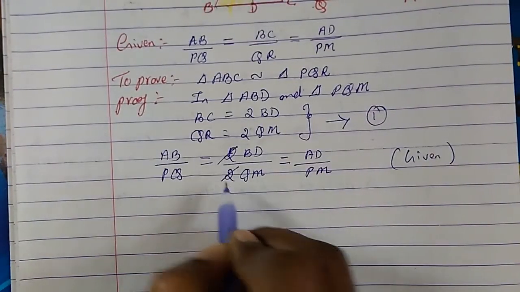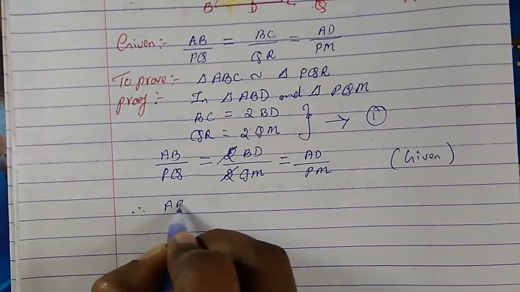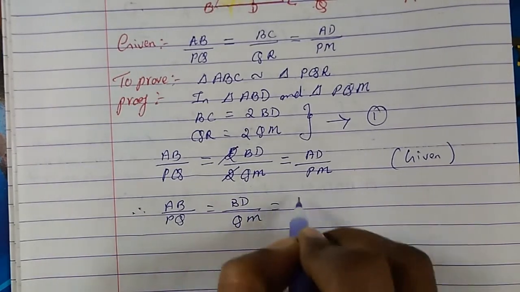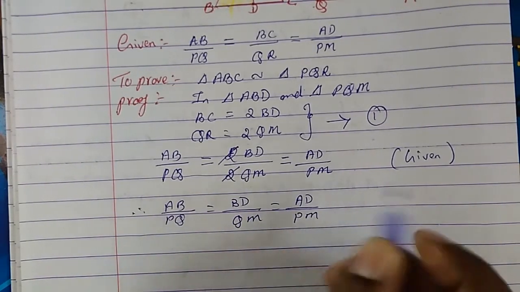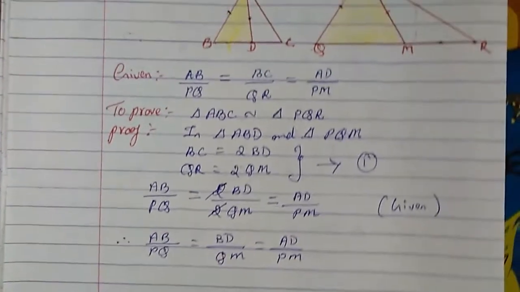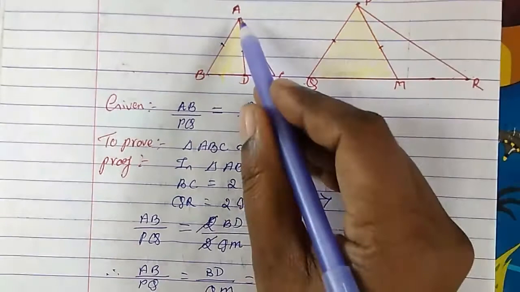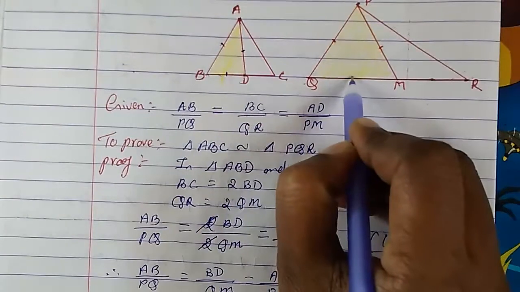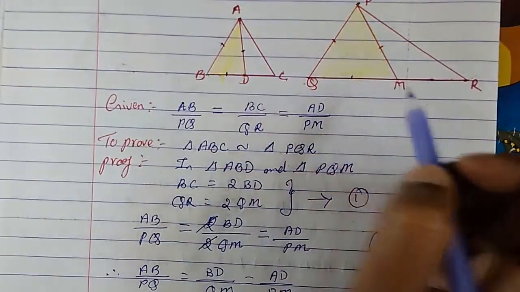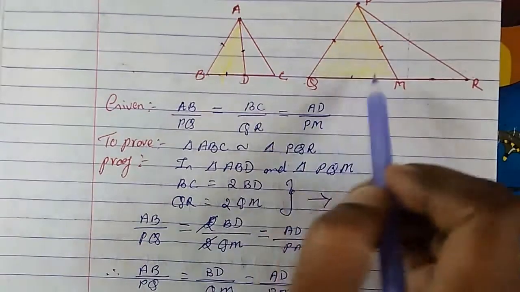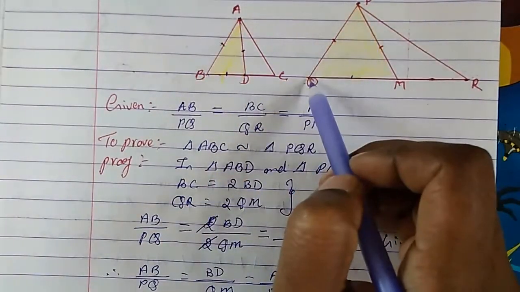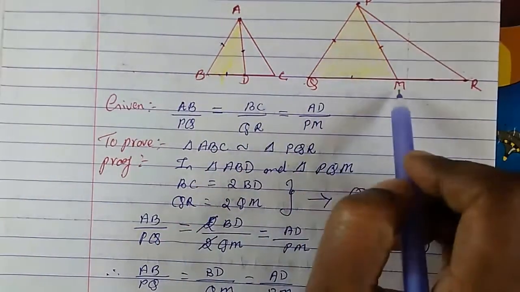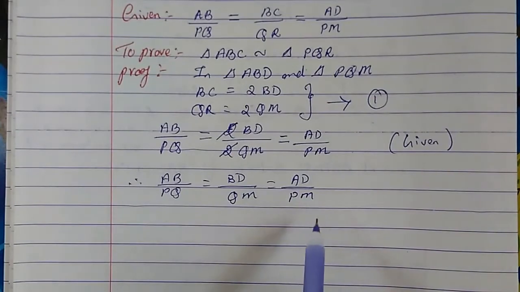Now 2 gets cancelled. So we will have AB upon PQ equal to BD upon QM equal to AD upon PM. So BD upon QM is what actually? BD is here. BD upon QM. So already this side is proportional. So already all 3 sides are over. So AB upon PQ, then AD upon PM, and BD upon QM. So already all 3 sides are equal.